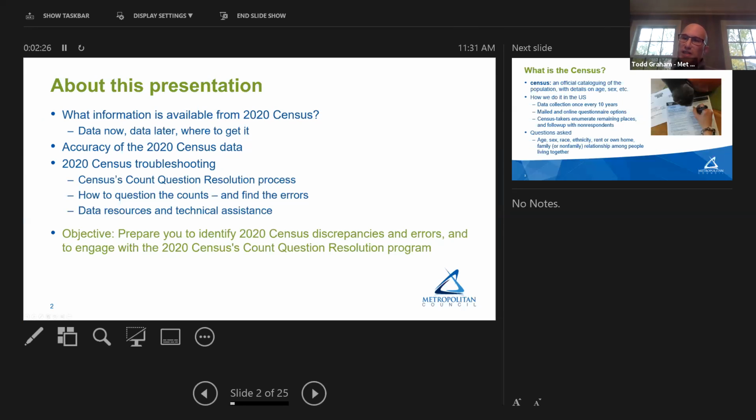The first section of this is front matter or refresher. The first few slides will go fast. Next, I'm going to discuss things that can go wrong with census, which brings us to the main body of this presentation, what local or tribal governments can do about it. Specifically discussing the census's count question resolution process. If you are with a local government, this presentation really is an introduction to that venue for troubleshooting.